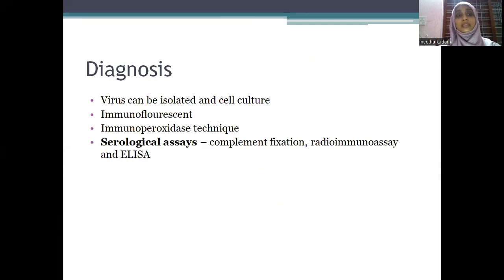For diagnosis, the virus can be isolated with the help of cell culture. Other techniques are immunofluorescence, immunoperoxidase techniques, and serological assays like complement fixation, radioimmunoassay, and ELISA.